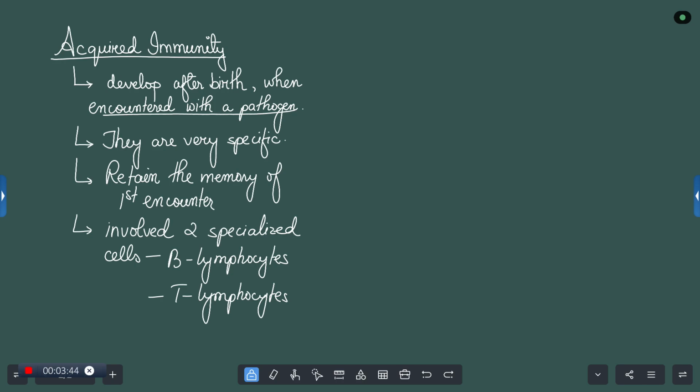Innate immunities are not specific in the sense that they are always available to fight any disease-causing organism: virus, disease, bacteria, protozoa. They always try to prevent the entry of the pathogen. Whereas acquired immunity fights only a specific pathogen.